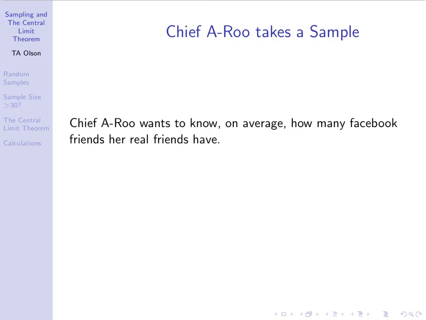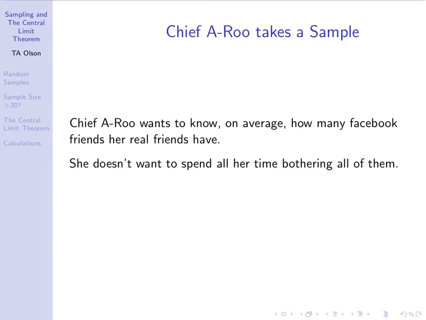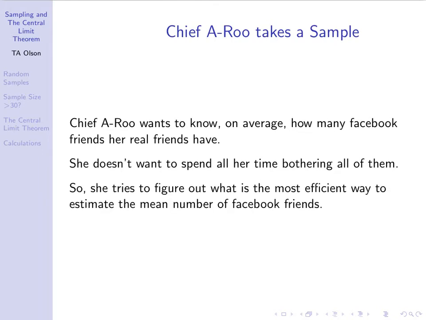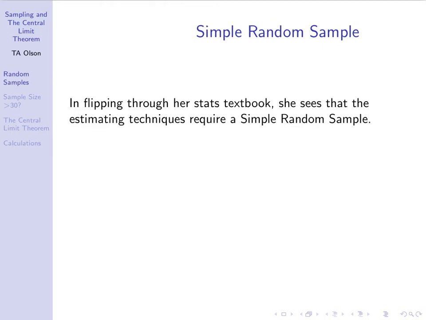So the story that we want to talk about: Chifaru wants to know, on average, how many Facebook friends her real friends have. But she doesn't want to spend all of her time and bother all of them to ask them about this. So she tries to figure out the most efficient way of estimating her mean number of Facebook friends. Well, she doesn't want to start from inventing the wheel, right? So she flips through her stats textbooks to see what they can tell her about it.